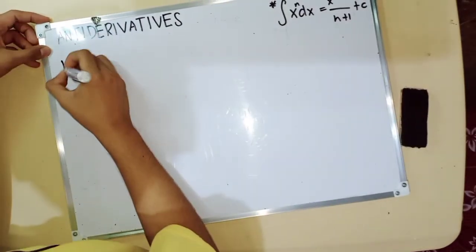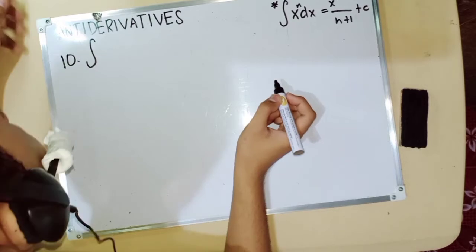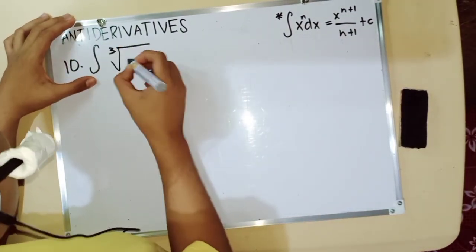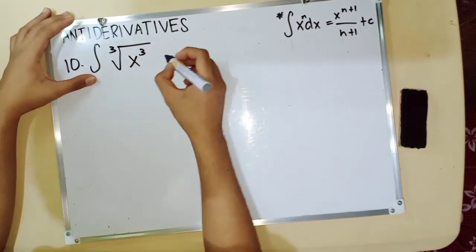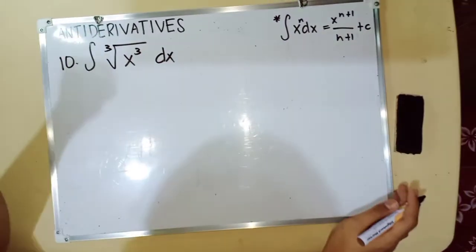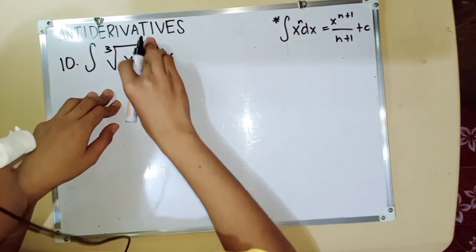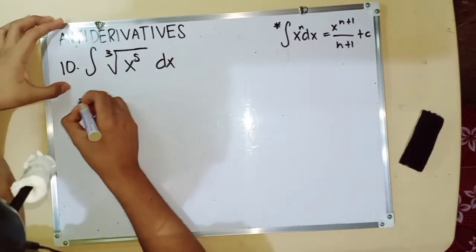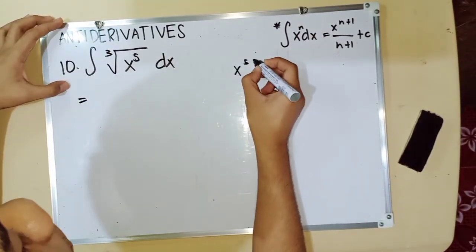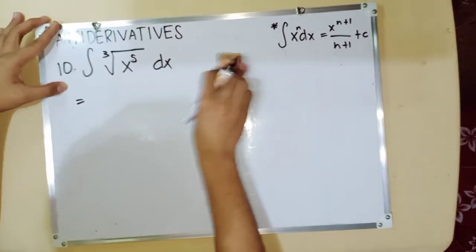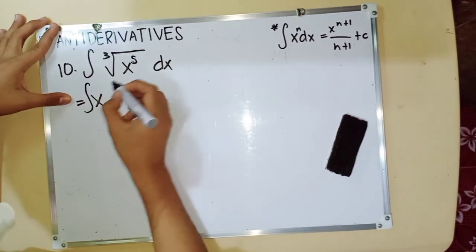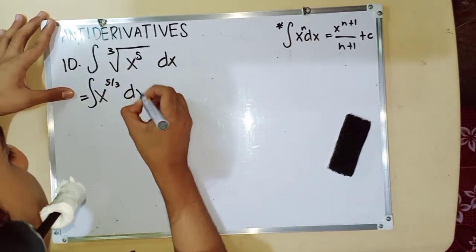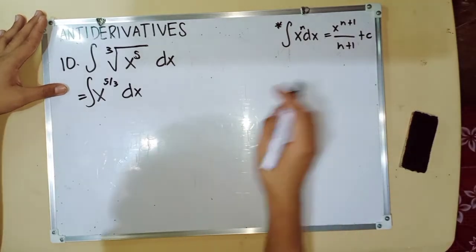So, number 10. Let us take the antiderivative of cube root of x raised to 5. So, the cube root of x raised to 5 is also equal to x raised to the power of 5 over 3. Then, let's apply the power rule for antiderivatives.